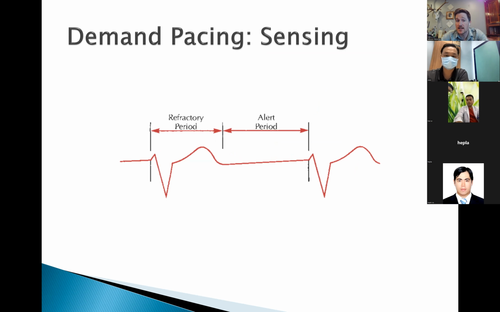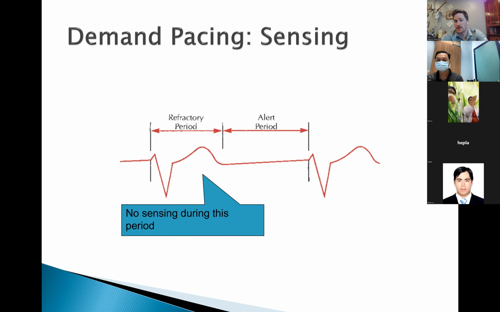In order for this to be successful, it needs to have a sensing period. It needs to be able to sense that native beat. If the pacemaker has delivered a beat, then there is this refractory period, right? Where the myocardium can't conduct another beat. And then after that refractory period, there is the alert period where it senses for that native beat. And if there is one, then it won't apply a pacer spike on that. So there's no sensing during the refractory period.